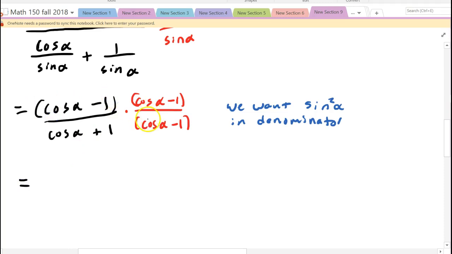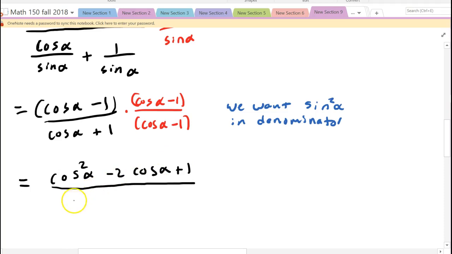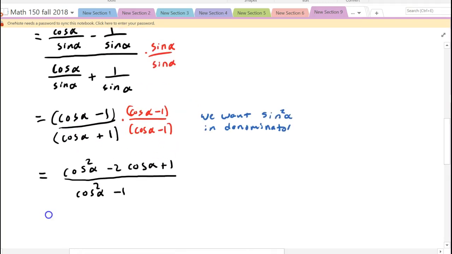We can FOIL that out, right? If we FOIL that out, we're going to get cosine alpha squared, and then negative cosine alpha, and then another negative cosine alpha, that's going to be negative 2 cosine alpha, and then negative 1 times negative 1, positive 1. In the denominator, we're going to get cosine alpha squared minus 1 after you FOIL that, right? So we get cosine alpha squared, a negative cosine alpha, a positive cosine alpha, those cancel, and then a negative 1.